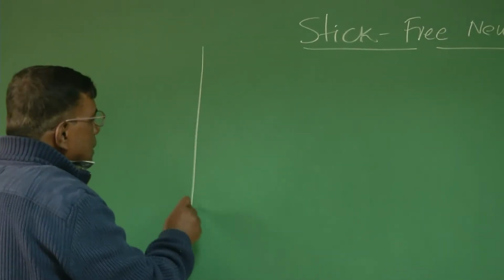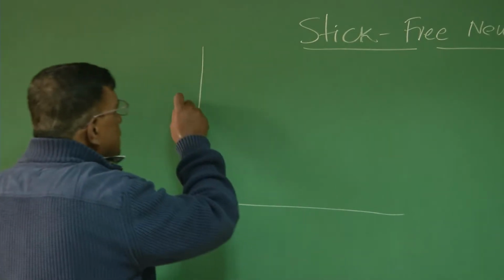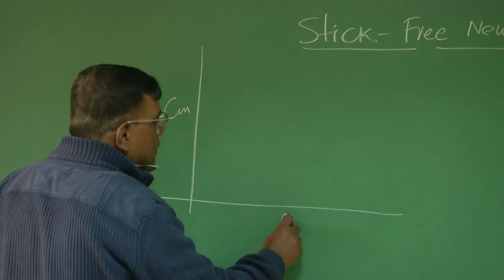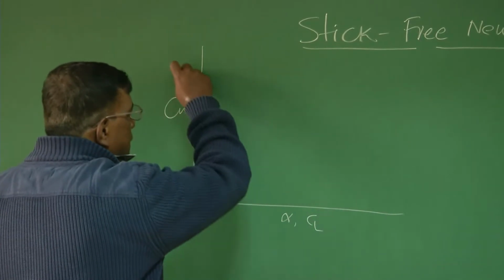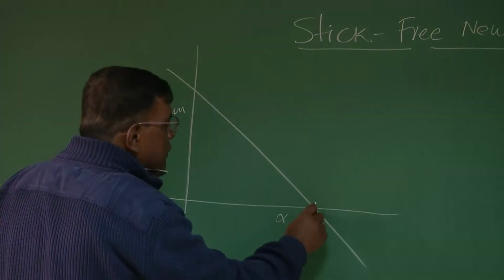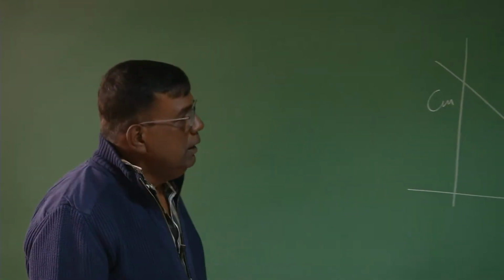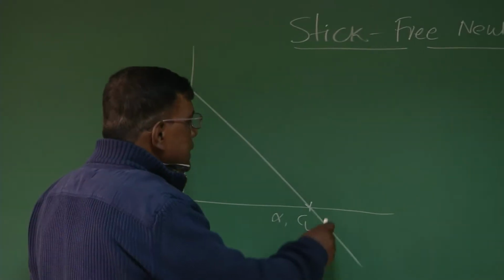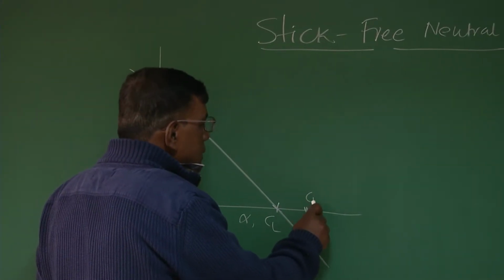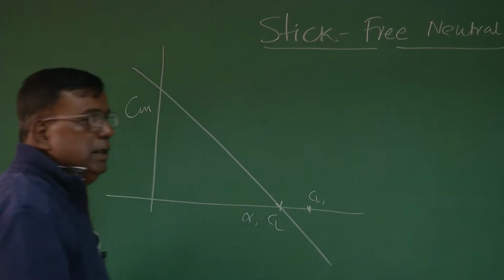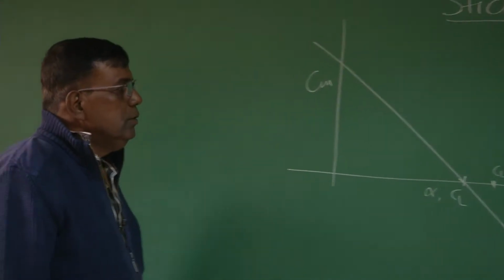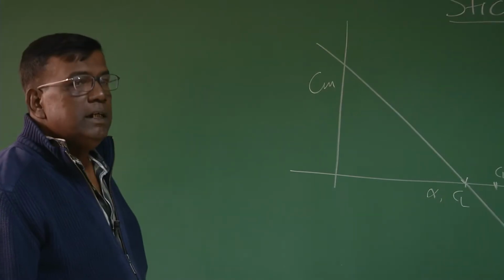Okay? Please understand, if I see Cm versus alpha or CL graph, it is something like this, right? And this point is the trim point. No issues? Now, suppose you want to fly at this CL, the CL1, you want to fly here. So, what is the action the pilot should do?